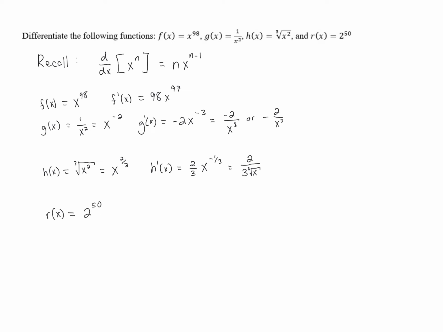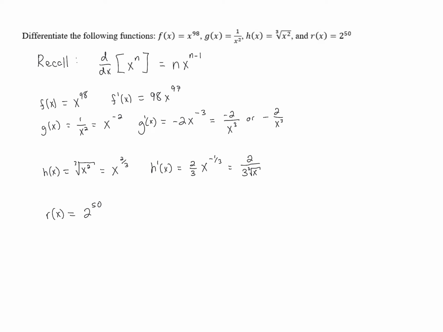Now the last one, we've got r of x equals 2 to the 50th power. This one is meant to maybe trip some people up if they're not paying attention. There's no variable here. This is not a power of x. This is not x to a power. This is just a constant. It's got an exponent in it. It's a really big constant. 2 to the 50th is a ginormous number, but this is a constant function.